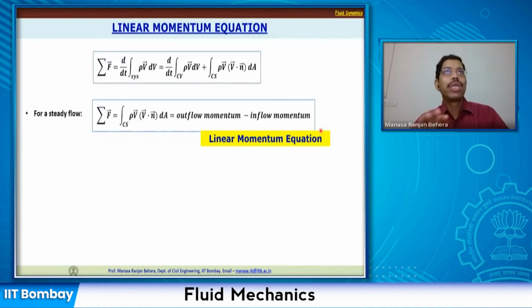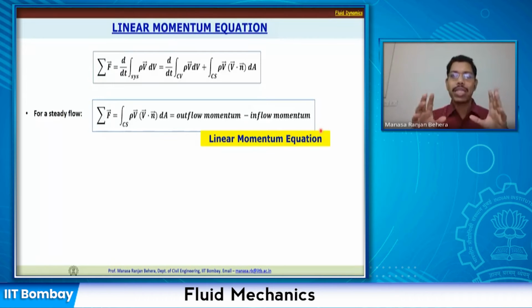And for steady flow, you can very quickly apply this linear momentum equation or concept and find out the forces. Now, if I take the forces acting in the x direction, I will find out the outflow momentum in the x direction minus inflow momentum in the x direction. That gives me the total force in the x direction. Similarly, if I take the y direction, I will also take outflow momentum minus inflow momentum in the y direction. That will give me the force in the y direction.